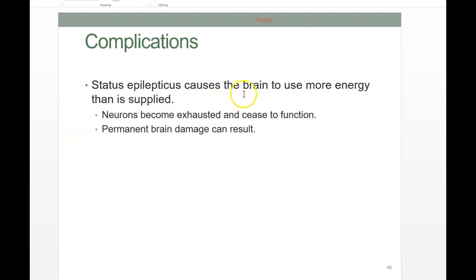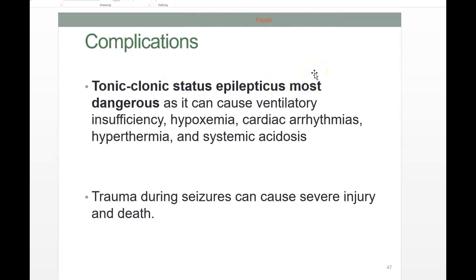Status epilepticus causes the brain to use more energy than is supplied. The neurons in the brain become exhausted and cease to function, and permanent brain damage can result. We said that status epilepticus can occur with any type of seizure. The most dangerous, obviously, is tonic-clonic status epilepticus, because it can cause ventilatory insufficiency, hypoxemia, cardiac arrhythmias, hyperthermia, systemic acidosis, and trauma during the seizure can cause severe injury and death.